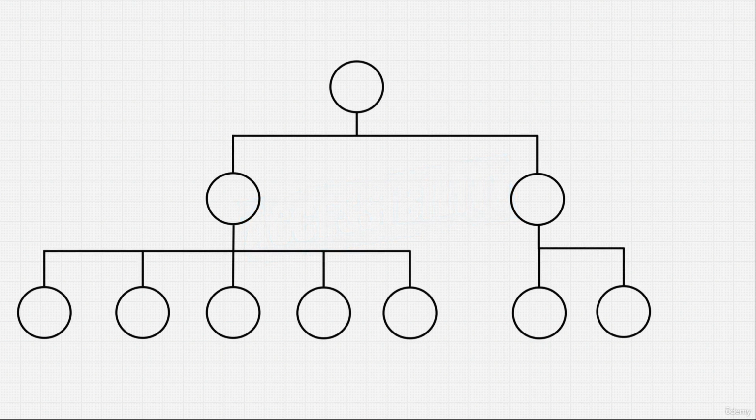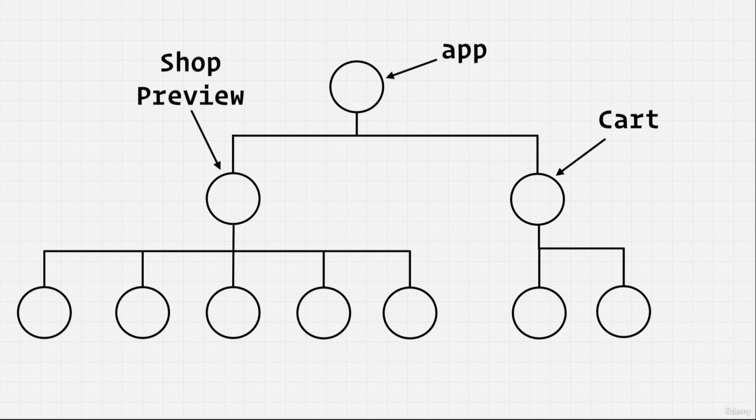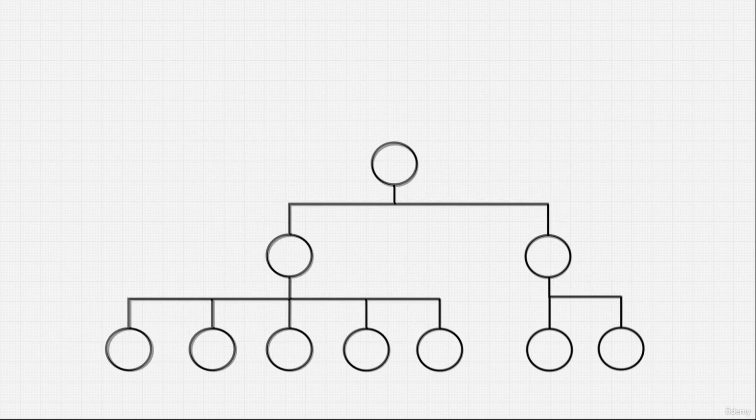So let's imagine we have our application here. I've stripped it down a little bit so that it's a little more clear. What we have is just the app at the top level, and then we have our shop preview on the left and the cart on the right. Now, the key thing I want you to remember here is that the shop is on the left and the cart is on the right.